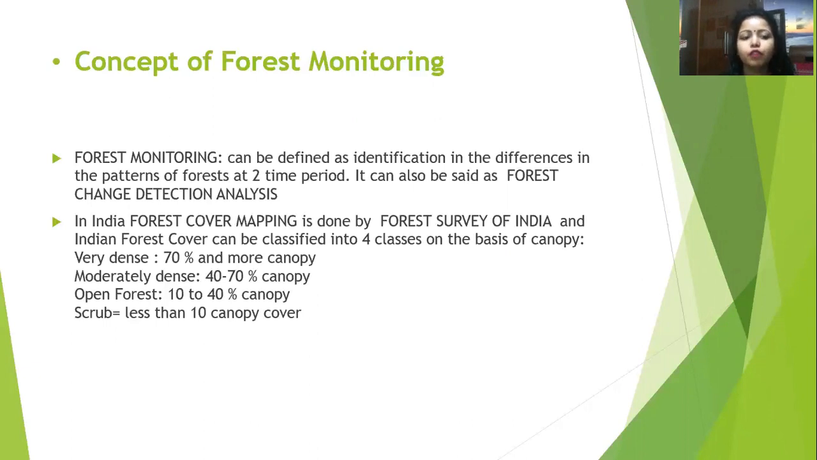So in India, forest cover mapping is done by the Forest Survey of India, and we can say that forest cover can be classified into four classes on the basis of canopy. First is very dense forest, where we have 70% and more canopy. Then moderately dense, where there is 40 to 70% canopy. Then open forest, that is 10 to 40% canopy, and scrub, that is less than 10% canopy. Sorry, the percentage is missing here.